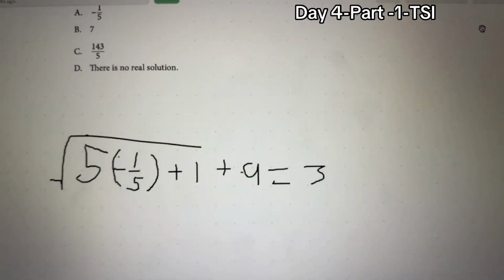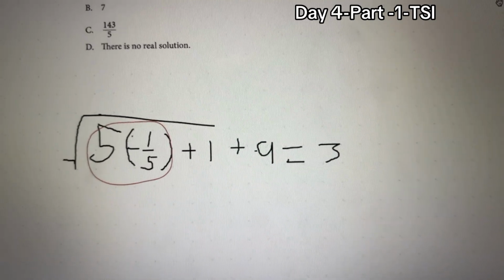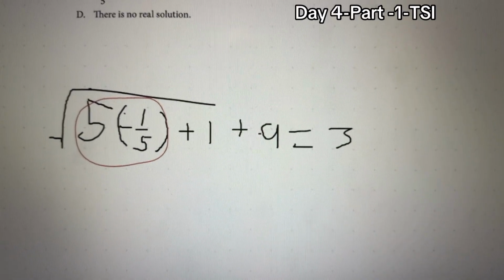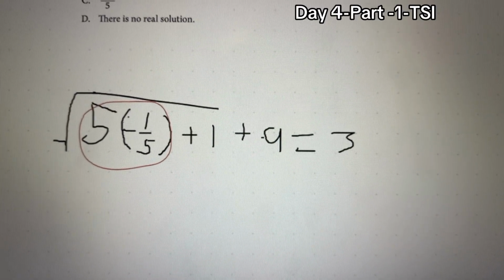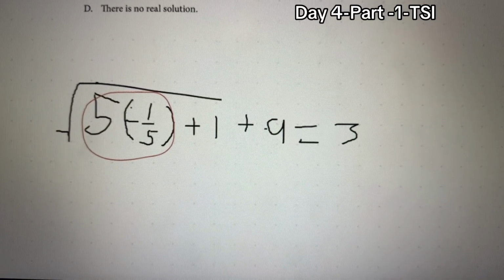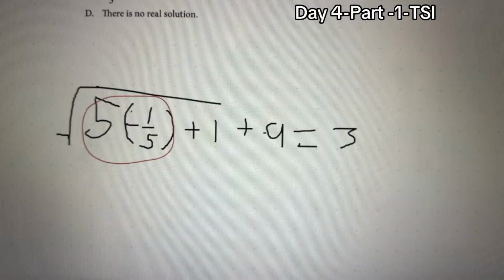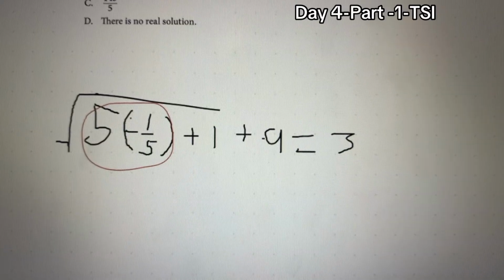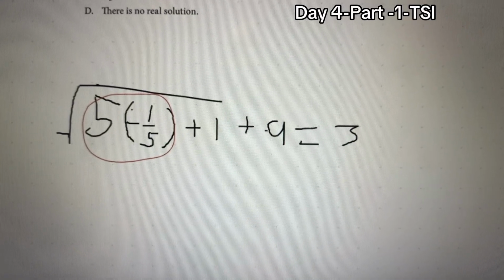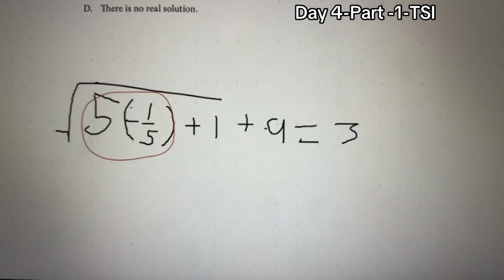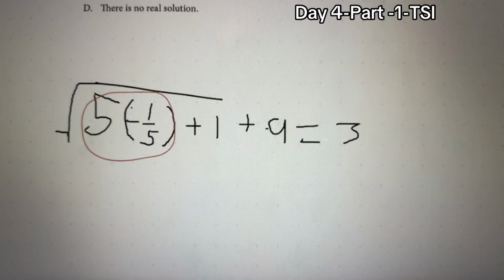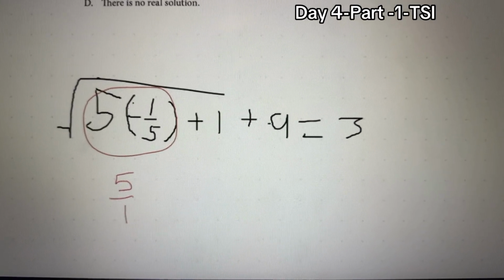That part right there. What does that equal? 5 times negative 1/5. Okay, so a couple ways to look at this. Let's turn that 5 into a fraction. We're just multiplying a fraction here, right? And 5 is the same as 5 over 1.